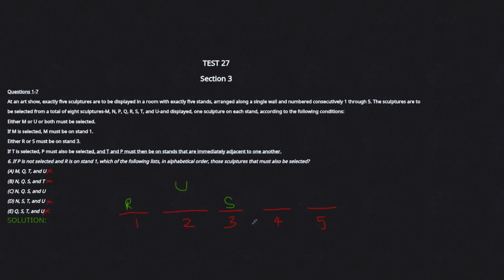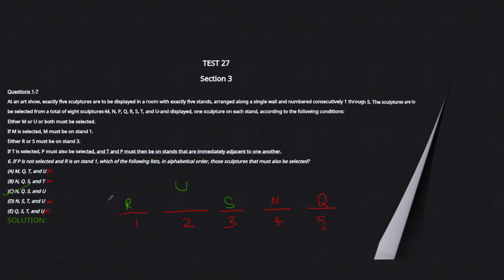Now, for the remaining four, as I've said, T cannot be included, M cannot be included. So the logical ones are N and Q. So N can go here, Q can go here, or vice versa, or whatever. You get my point. The basic trick was that T cannot be included, so the options that included T needed to be omitted. So A, B, D, and E are gone. So C is the only rightful answer. On to the next one.